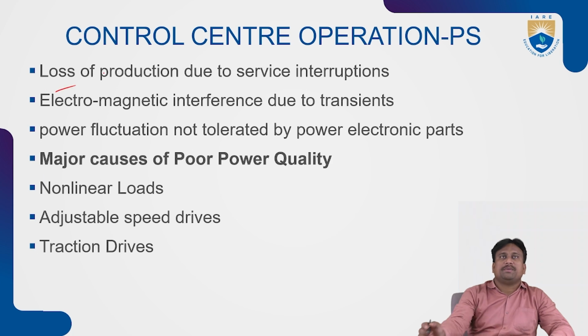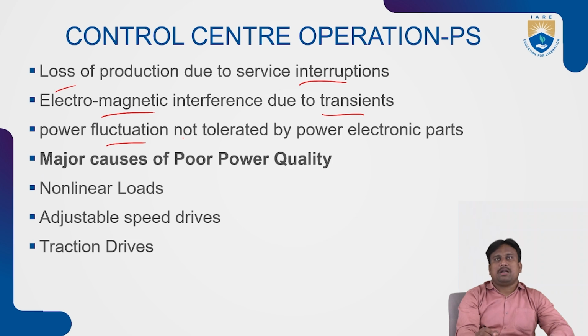So this may be the expectancy of loss of production due to service interruptions and electromagnetic interference factors. This is due to transient effects and power fluctuations, which are not tolerated by the power electronic parts. They usually produce distortions or fluctuations in the power equipment, which may cause malfunctioning of the equipment.